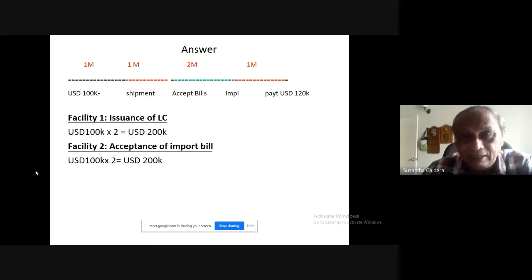Okay. What is the third facility? Import loan to settle the accepted bills. Tell me the line.